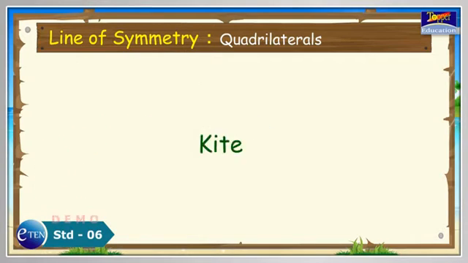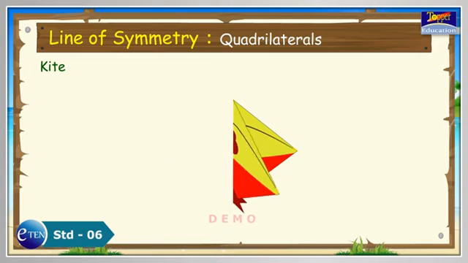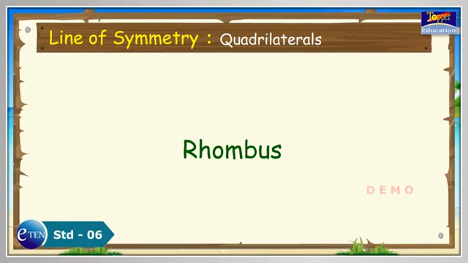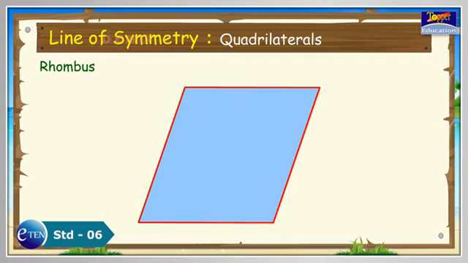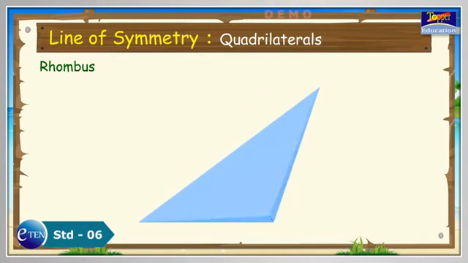Kite. A kite can have maximum one line of symmetry. Rhombus. For a rhombus, the length of all sides are equal. It can have maximum 2 lines of symmetry.